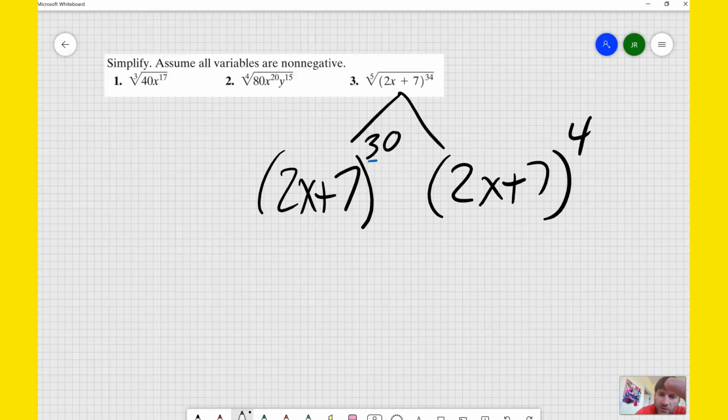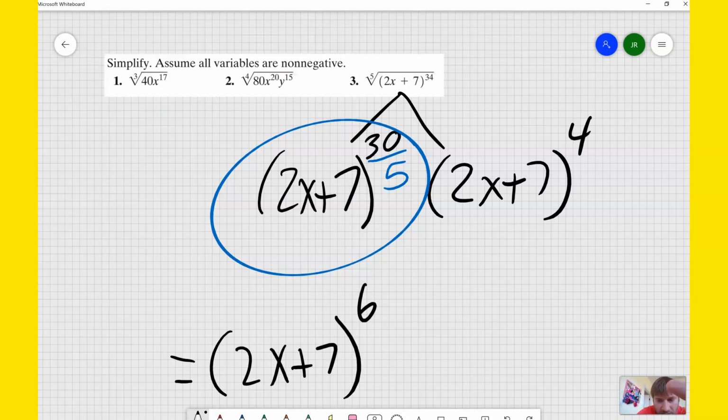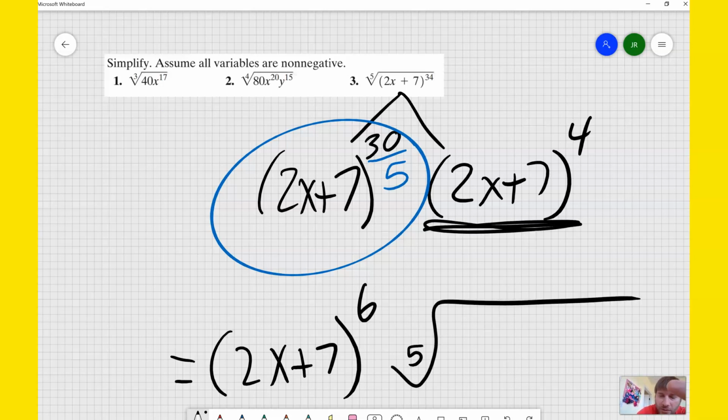So then you put the 5 under that 30, and this will come out. So how does it come out? It comes out as 2x plus 7 to the what? To the 6th, because 30 over 5 reduces to 6. And then I have the 5th root of, this is still left under the radical, 2x plus 7 to the 4th. And that's my final answer for that one.